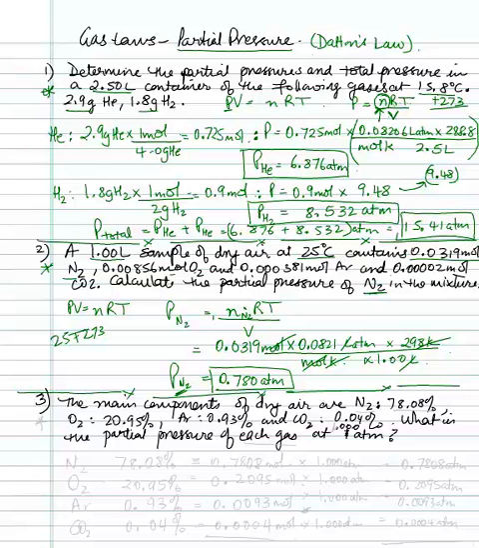The third one says the main components of dry air are nitrogen, which is 78.08%, oxygen is 20.95%, argon is 0.93%, and carbon dioxide is 0.04%. What is the partial pressure of each gas? So now we have to find the partial pressure of each gas, and the total pressure is 1 atmosphere, which is supposed to be standard anyway.